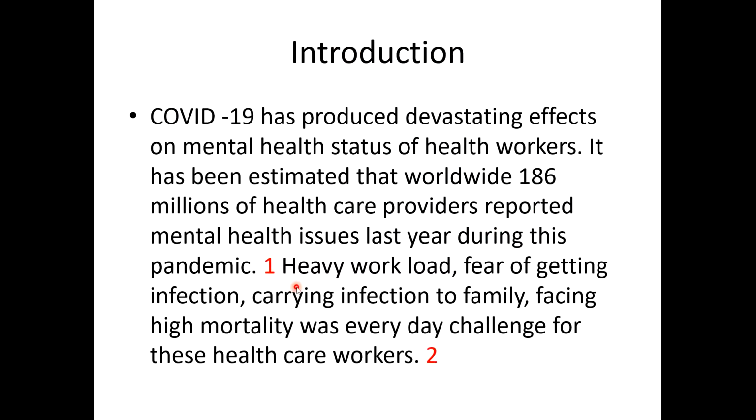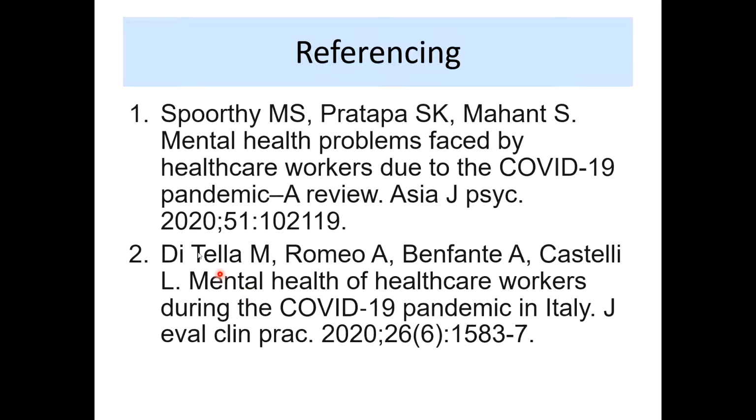So now I decide to write another sentence. So my next sentence is that heavy workload. My first sentence was COVID-19 has produced devastating effects on mental health status of the health workers. It has been estimated that worldwide 186 million of healthcare providers reported mental health issues last year during this pandemic. Heavy workload, fear of getting infection, carrying infection to family, facing high mortality was everyday challenge for these healthcare workers. Reference number two. So what will I do? I will take another article from which I have taken this information and I will write second number, that this is the reference from which I have taken the second line.